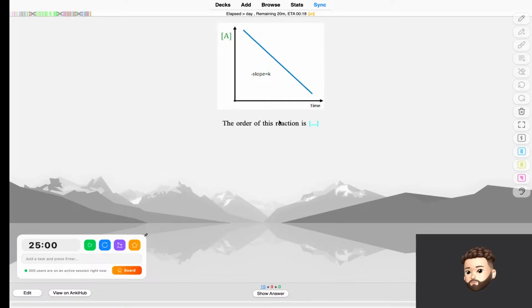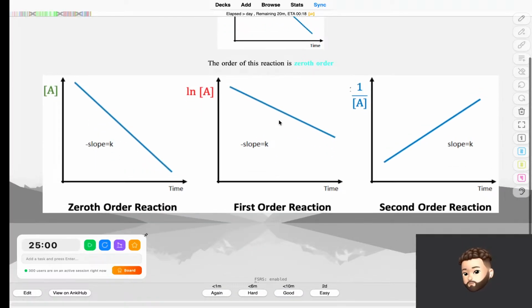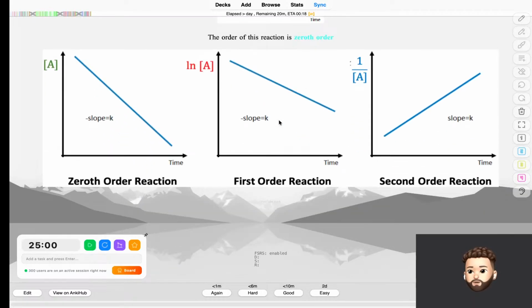The order of this reaction is zero. Okay, we should just look at this now. Zeroth order is just proportional to time, so it's just like straight down pretty much. Because I guess that makes sense. Concentration is decreasing as time goes on.